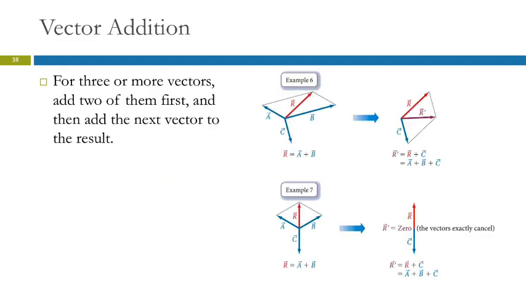For 3 or more vectors, what you do is you pick 2, add those first, take that sum, and add it to the third. Okay?